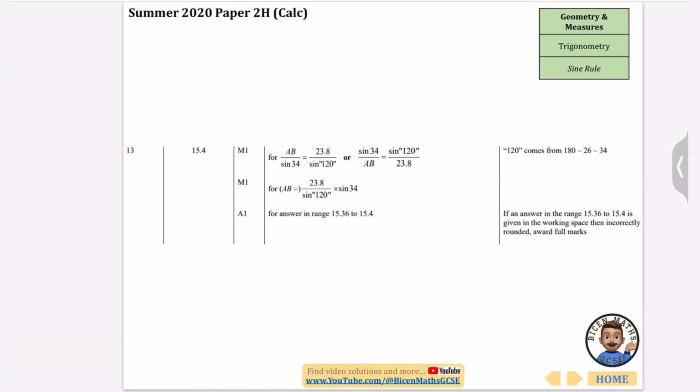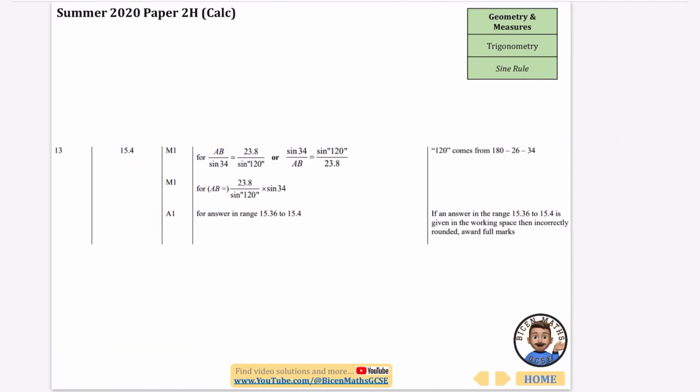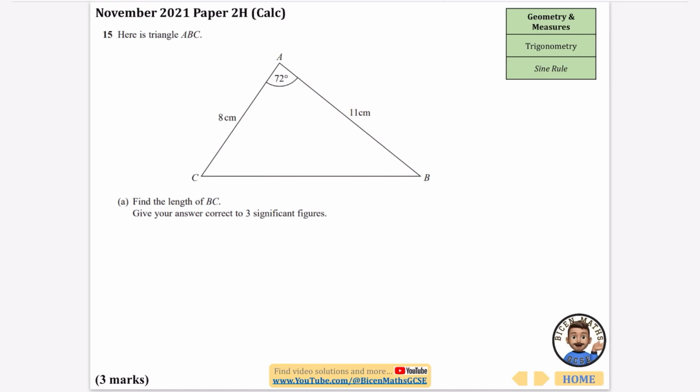Let's double check to see that we've got this one correct. There is the 15.4, and it was a pretty straightforward one because it was only a 3 marker. Now, this one actually says sine rule, but I will have changed this by the time you go to download this. This isn't going to be sine rule. This is actually an example of a cosine rule.